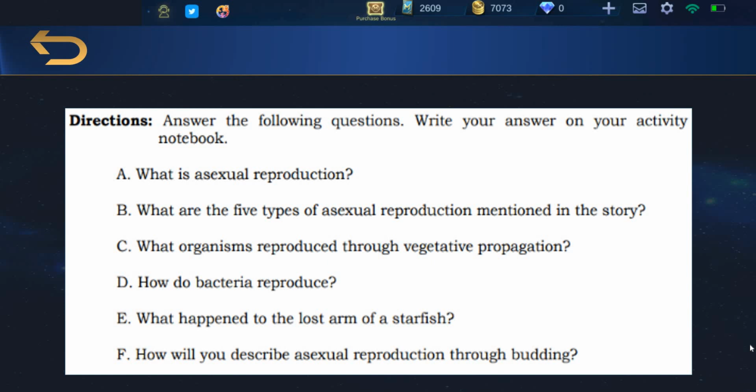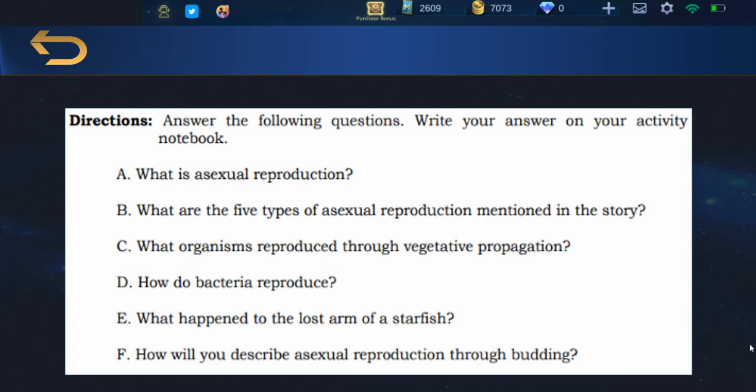And we have questions here to ponder. So let's have the directions. Answer the following questions. Write your answer in your activity notebook. Okay. What is asexual reproduction according to the story? What are the 5 types of asexual reproduction mentioned in the story? What organisms reproduce through vegetative propagation? And how do bacteria reproduce? What happened to the lost arm of starfish? And how will you describe asexual reproduction through budding?